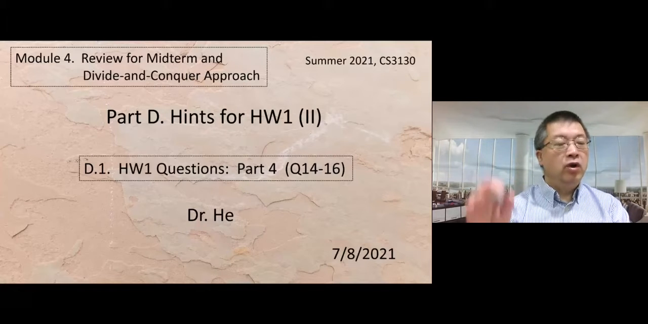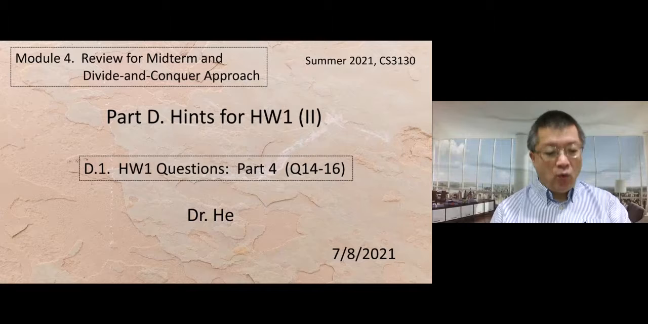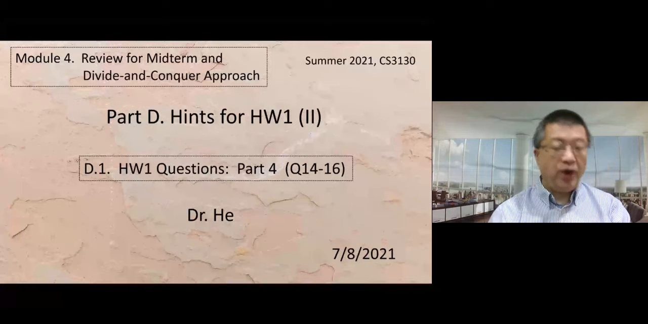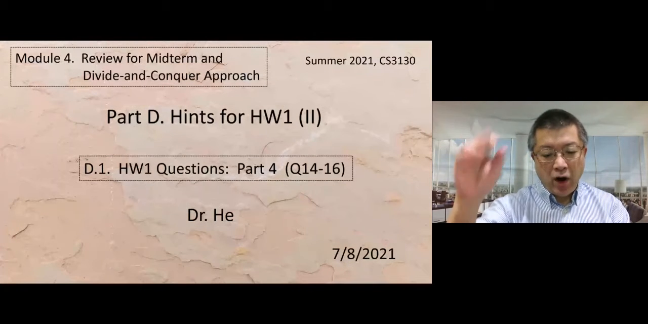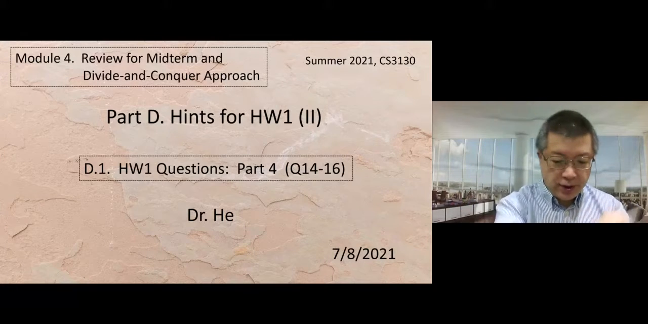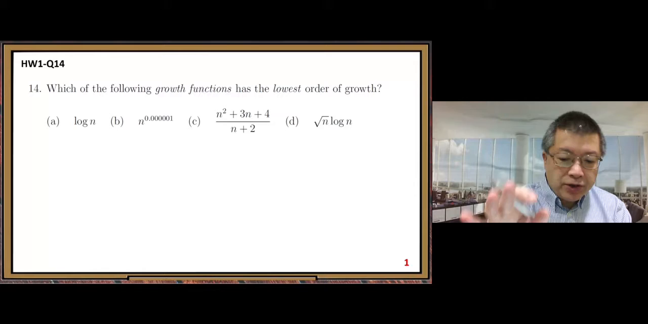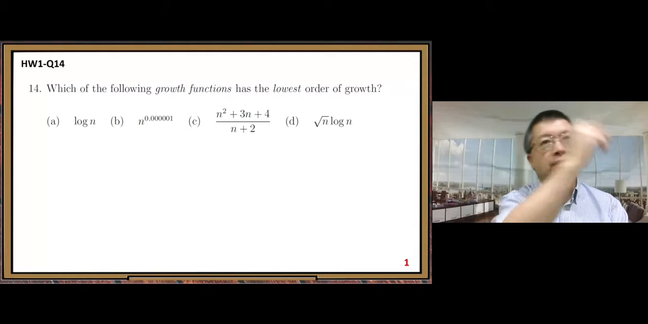Hints for homework 1, part 2. D.1, 3 homework questions from question number 14 through 16. The first question: which of the following growth functions has the lowest order of growth?